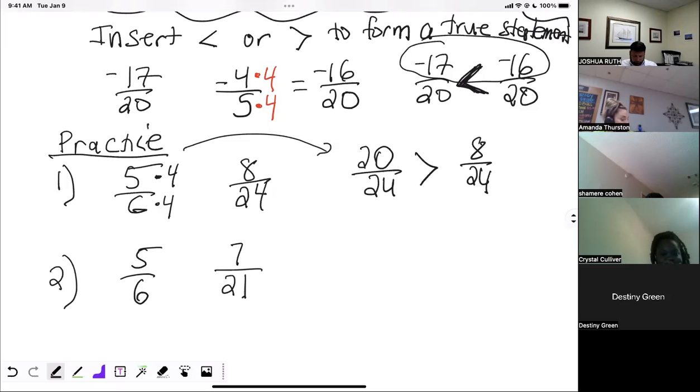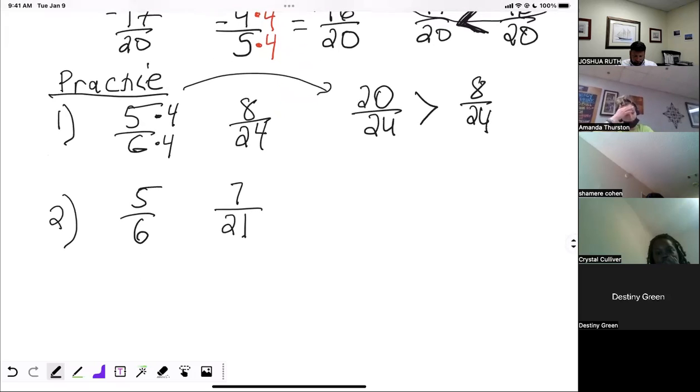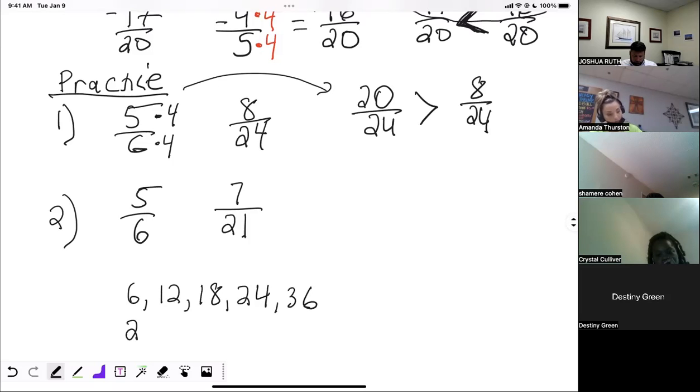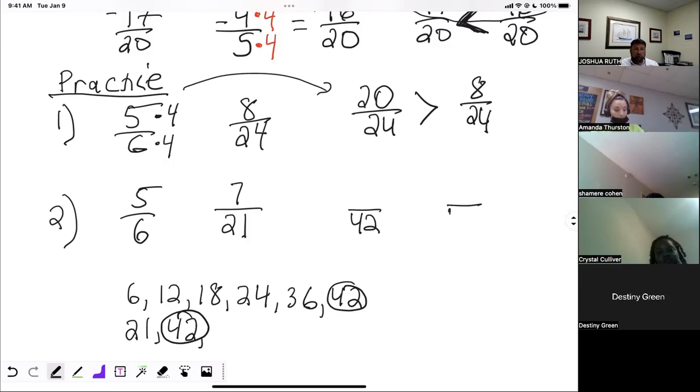Well, I still can get the same denominator. So what would be the common denominator? So it's like getting a common denominator. So 6, 12, 18, 24, 36. Let me stop there for a minute. 21, 42. And I actually think I have it. So what, 36 and 42. They both can be 42. So I'm going to rewrite both of them to be 42. So 42, 42.